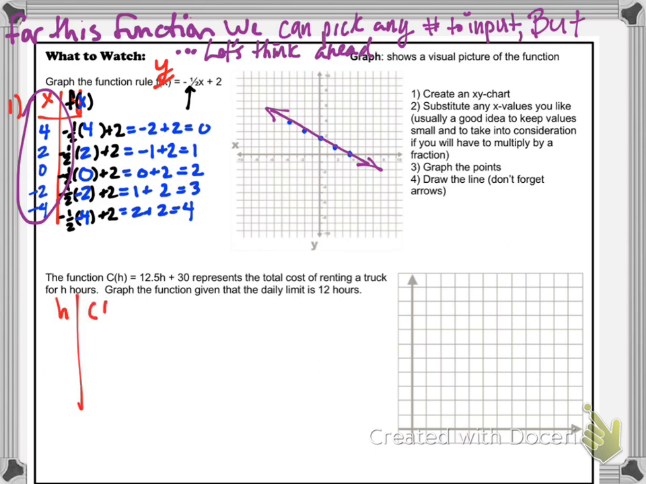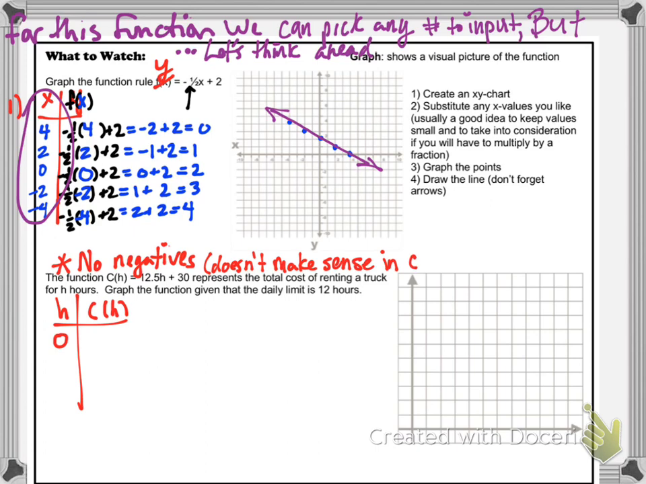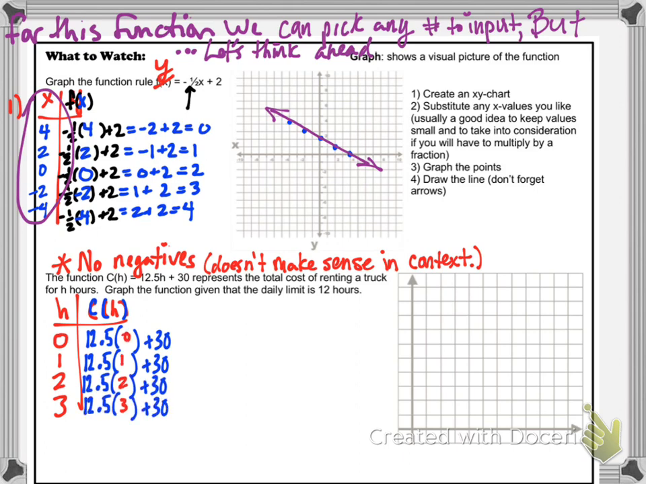In our next example, it doesn't make sense to use any negative numbers. So I'll start at 0 because you're not going to get negative hours of renting a truck. And then I'm going to go up by 1s. I think that makes the most sense. And then, some places might do per hour or fractions of an hour, but probably not. Most are going to do whole hours.